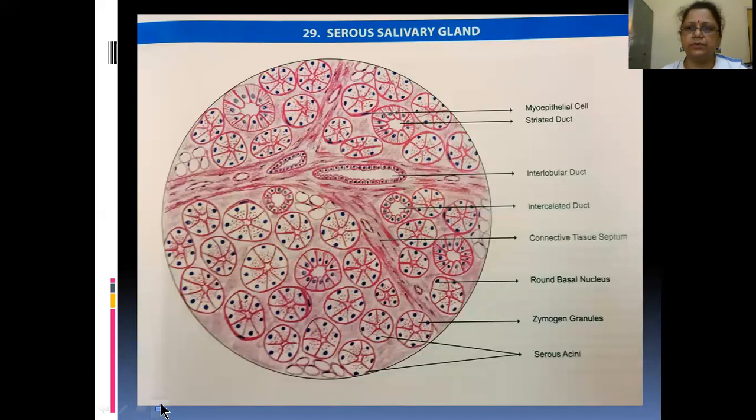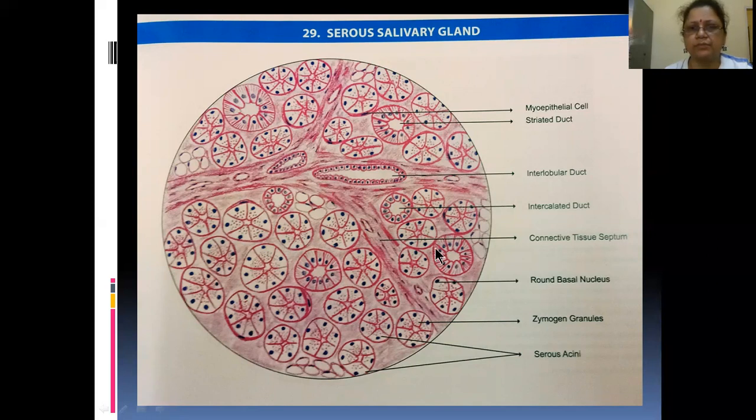So this is a diagram which I want you all to draw also. I'll be sending the picture in the group again because we could not have the live class today. So this is for the serous acini.